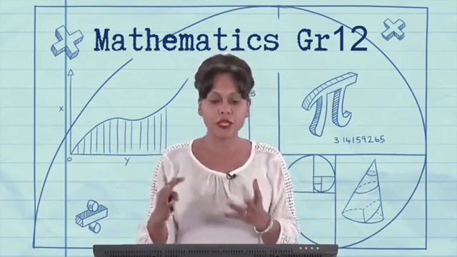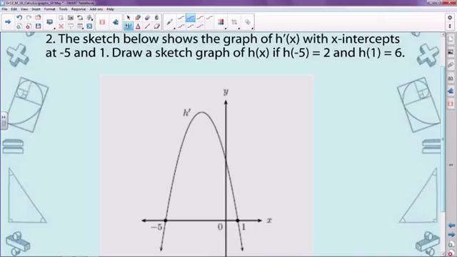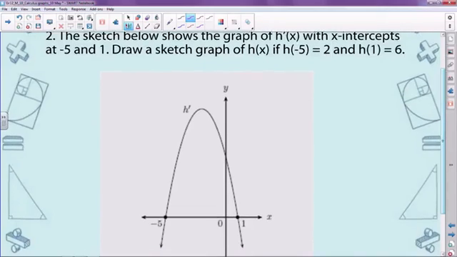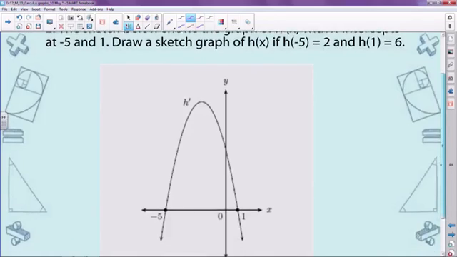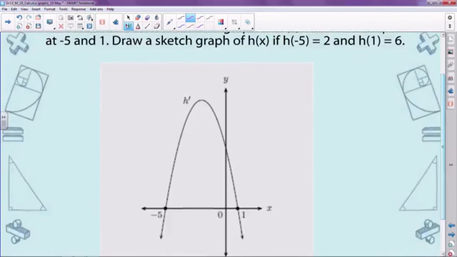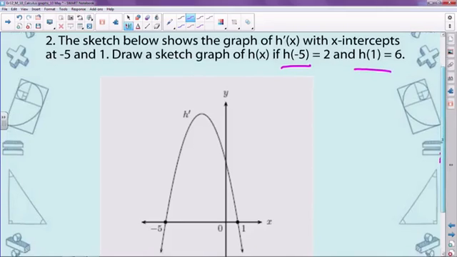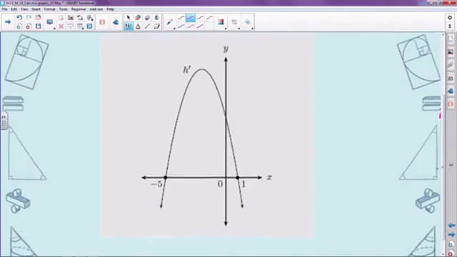Okay, so you were given that in your graph, you've got the x-intercepts, and they told you that those x-intercepts are -5 and 1, as you can see drawn. And they said, draw a sketch graph of the original function h of x, and then they told you what the function values of the original function is at -5 and at 1. So we'll come back to that. But for now, let's just discuss the derivative a little bit more.